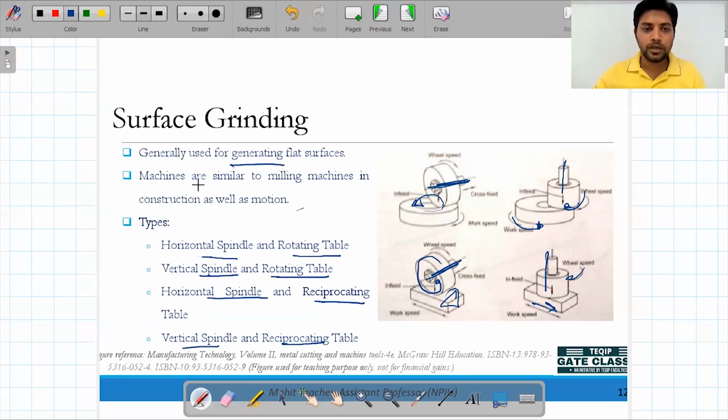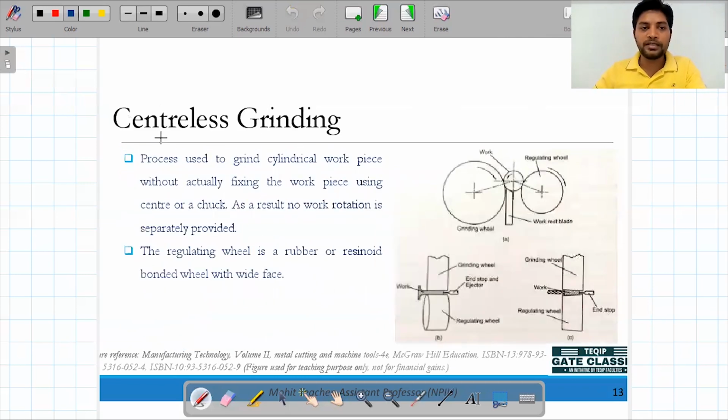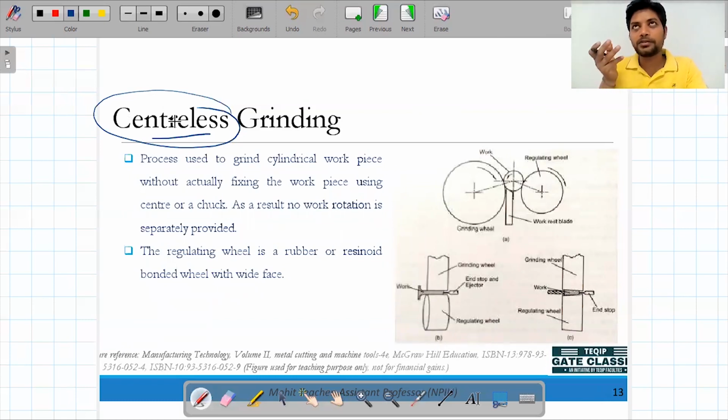Machines are similar to milling, as I said. So this is the same. Now this is centerless grinding. Sometimes many questions have been asked previously in the objective, about how centerless grinding works, because with centerless the first thing a student thinks is that the wheel is not mounted, then how will we remove the material?